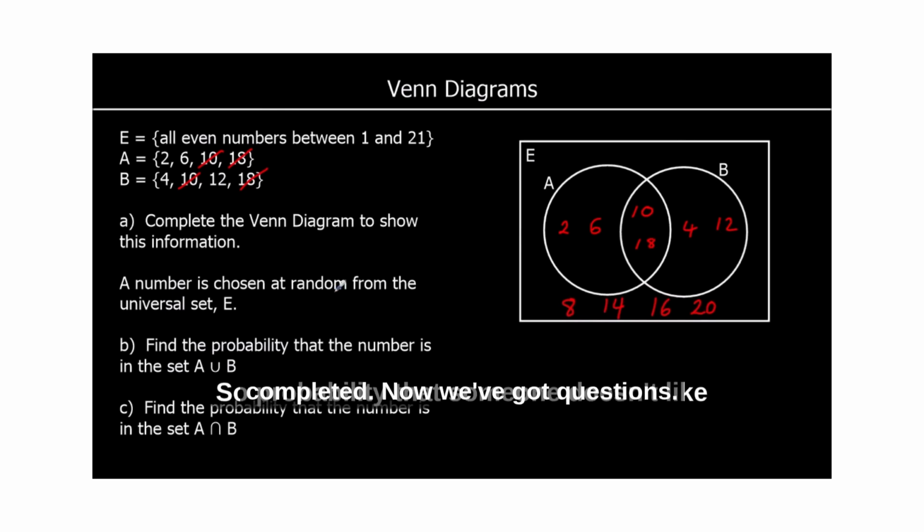Now we've got questions. It says a number is chosen at random from the universal set E. So one of these numbers is picked at random. Find the probability it's in the set, the union of A and B. That means it could be in A or B or both. It's within the circles.